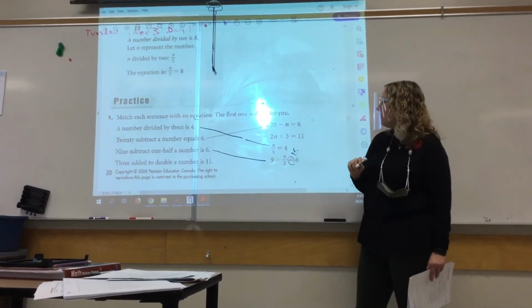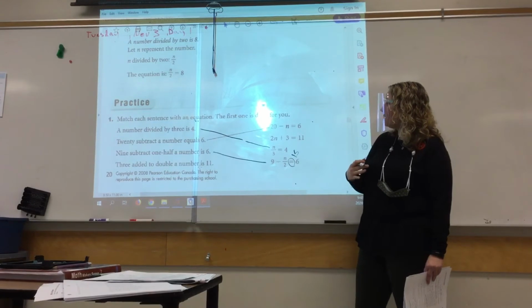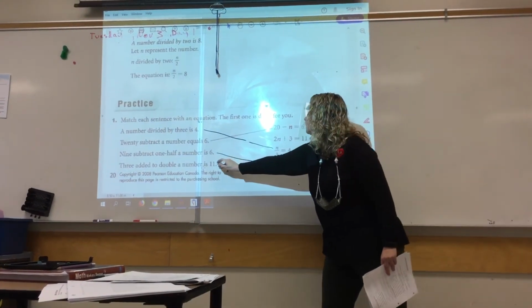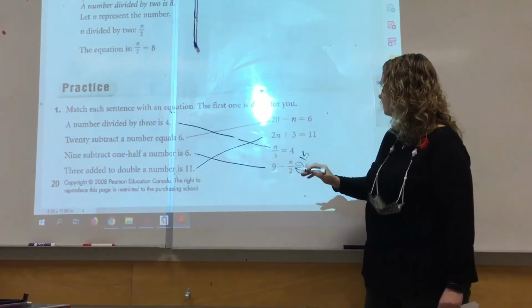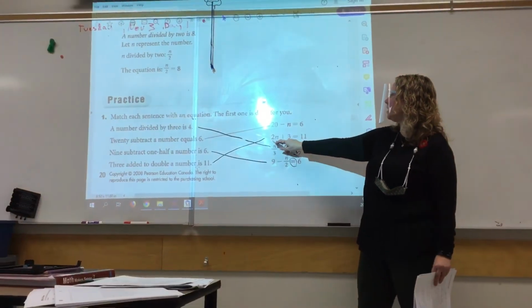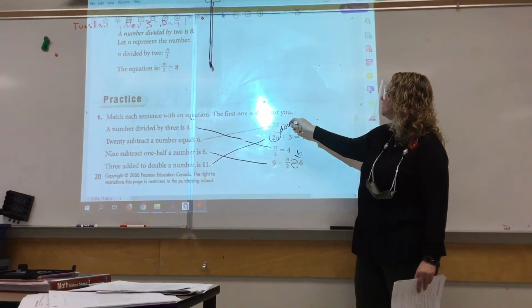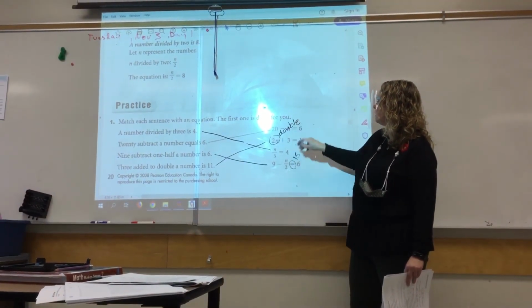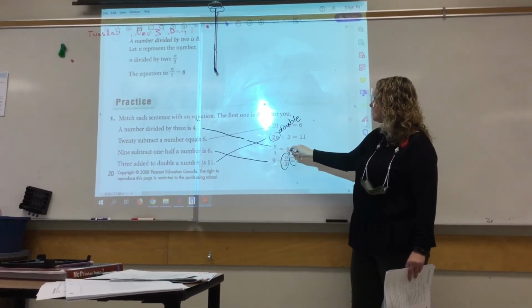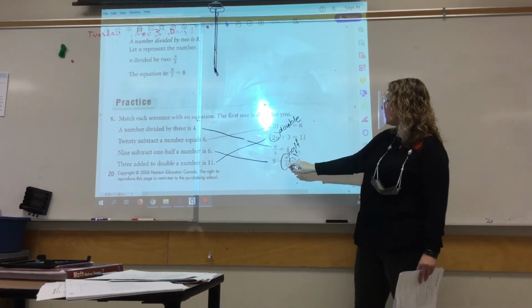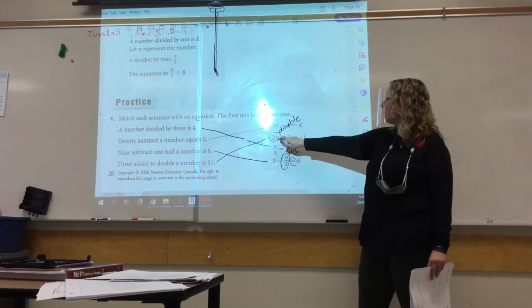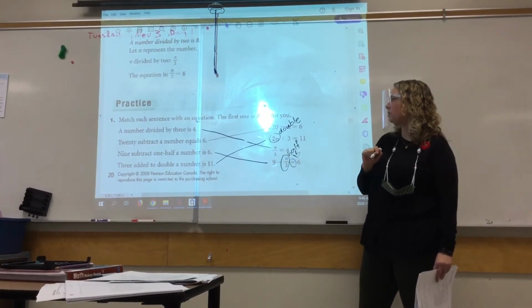And then 3 added to double a number is 11. This means double. This is half, because you're cutting it in half. You're dividing it by 2. Here you're doubling it because you're multiplying it by 2.